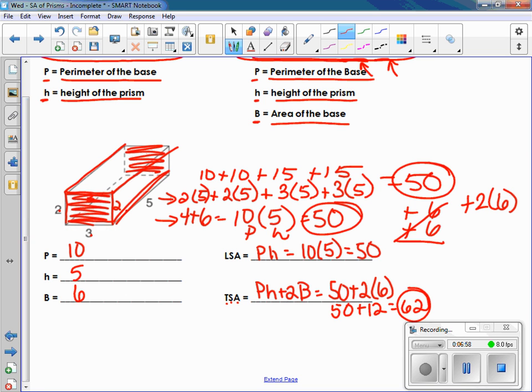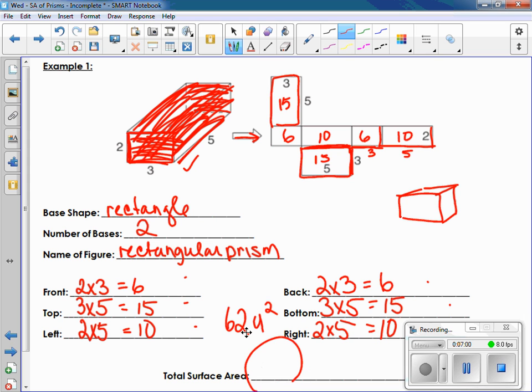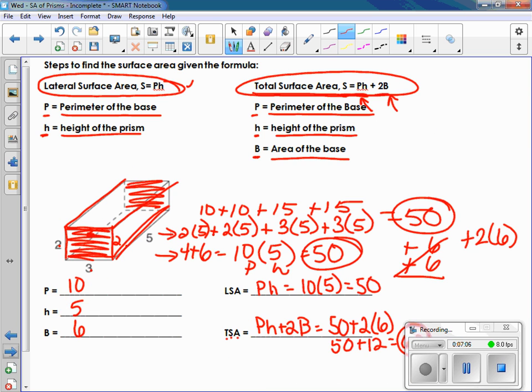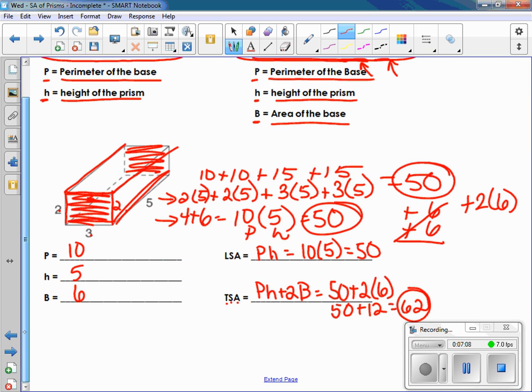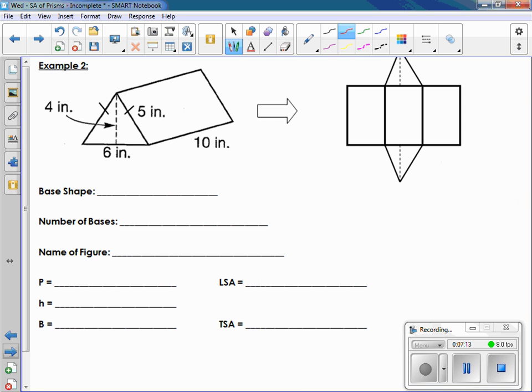Oh, look at that. What did I get on the other problem? Oops. I got that 62 on the other problem. So same thing. It doesn't matter how you do it, really. It's just eventually you need to get to where you can use this formula. So that's what I'm going to be doing for the next couple, is I'm going to be using the formula only. So notice this time, my base is a triangle.